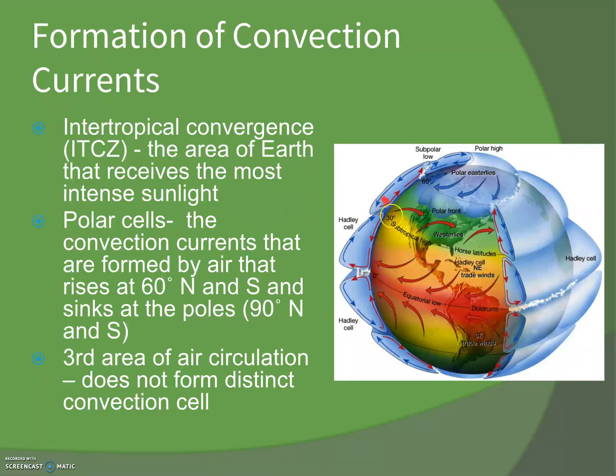We have the same thing here, where these Hadley cells meet at 30 degrees north and 30 degrees south, and even though we sort of switch directions in the polar area, it doesn't form that distinct convection cell. There's not enough differentiation in temperature for that really to occur.